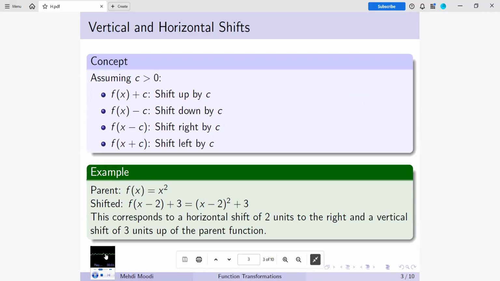Shifts are the easiest transformations. Vertical changes affect the output. Horizontal shifts feel counterintuitive. Minus means right, plus means left. But if you think about it, sometimes adding can send you backward, like adding to your student loan.